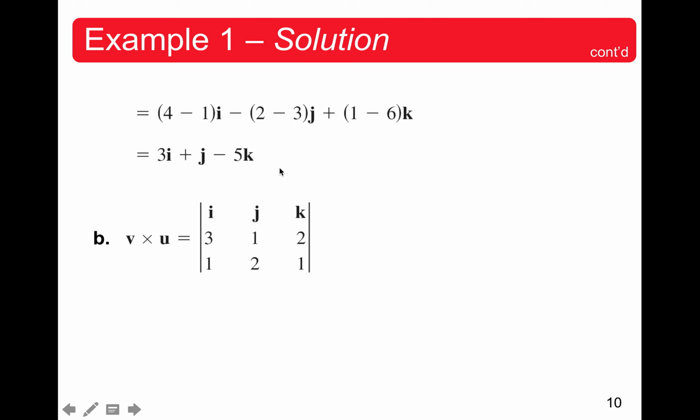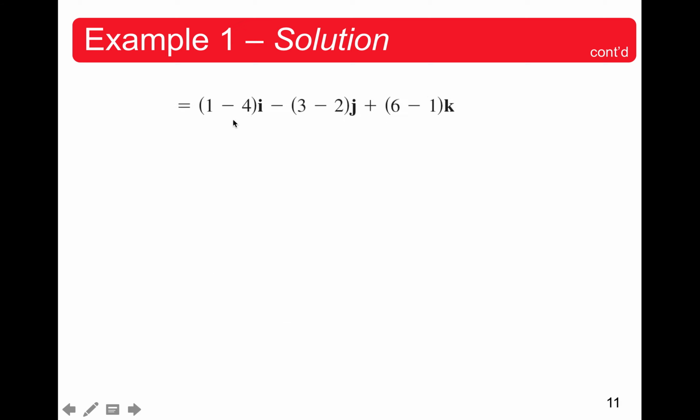Okay, so B is the opposite. We just did u cross v, now we're going to do v cross u. That just changes where we put the numbers. These are the components of v, and these are the components of u. We do that same thing, come up with those 2 by 2 matrices. Notice, again, that's minus right there. This time, instead of 4 minus 1, it's going to be 1 minus 4. Then this is going to be 3 minus 2, and this is going to be 6 minus 1. You'll notice it switches the order of all of these values. So that results in negative 3i minus j plus 5k.